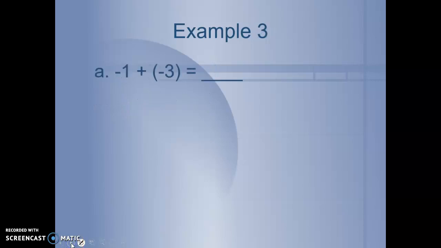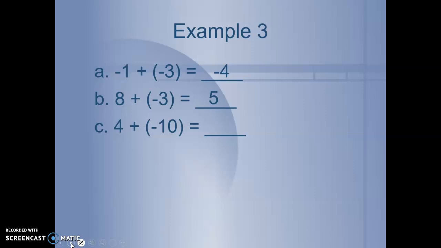Try these examples on your own. -4, 8 plus -3 is 5, and 4 plus -10 is -6. If you want to do these on the number line, remember that negative numbers move us left on the number line, and positive numbers move us to the right.